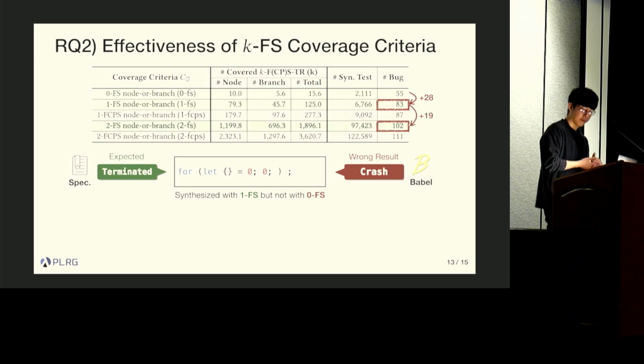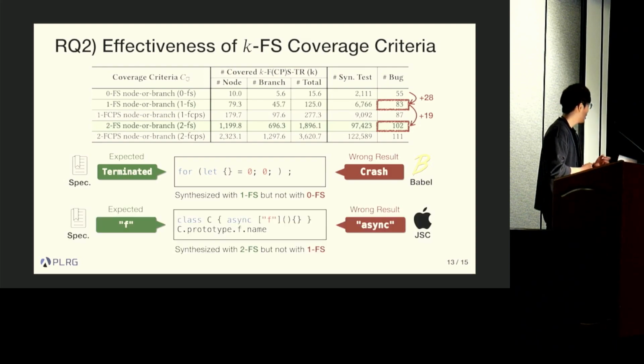After applying 2 FS coverage, we can detect 90 more conformance bugs like this, and this program represents this situation. This program can only be synthesized with at least 2 feature-sensitive coverage, and the expected result is just the string value of f. But in JavaScriptCore, used in Safari, the result is the string value async.